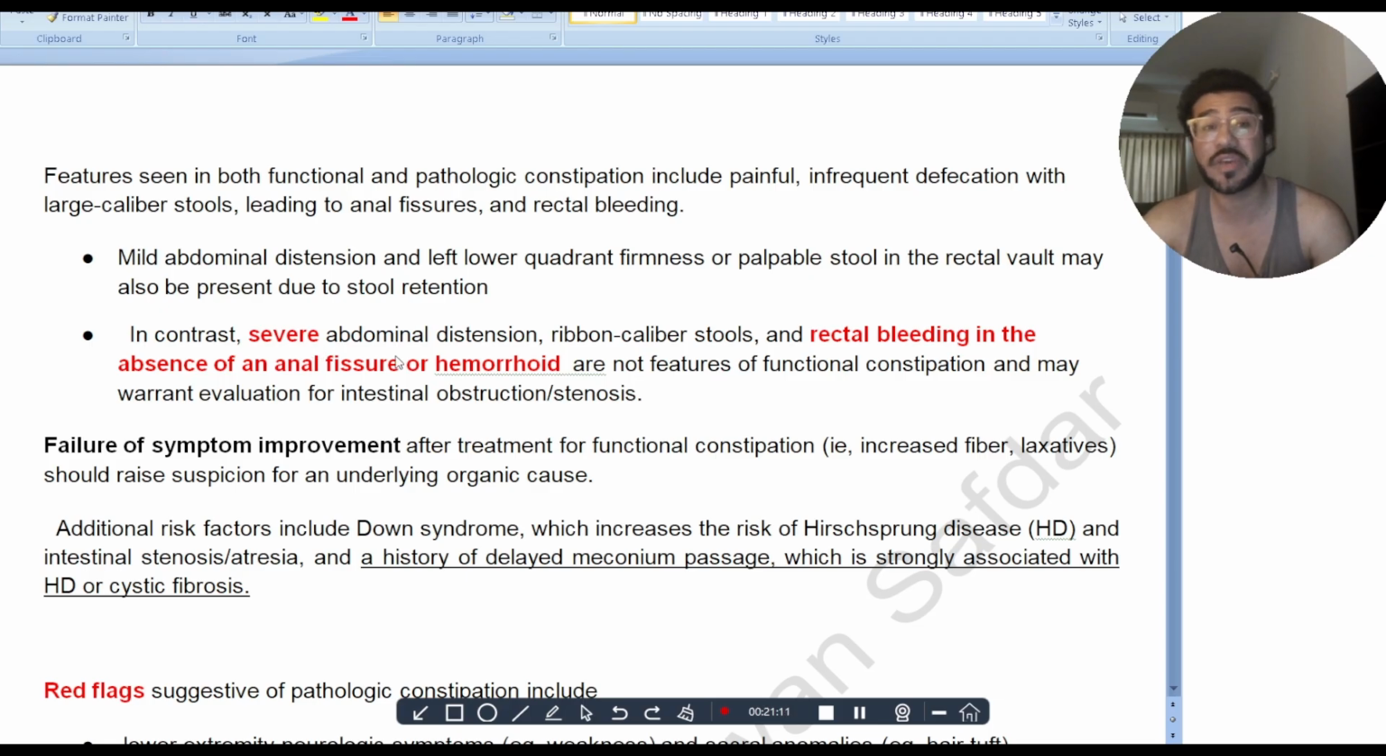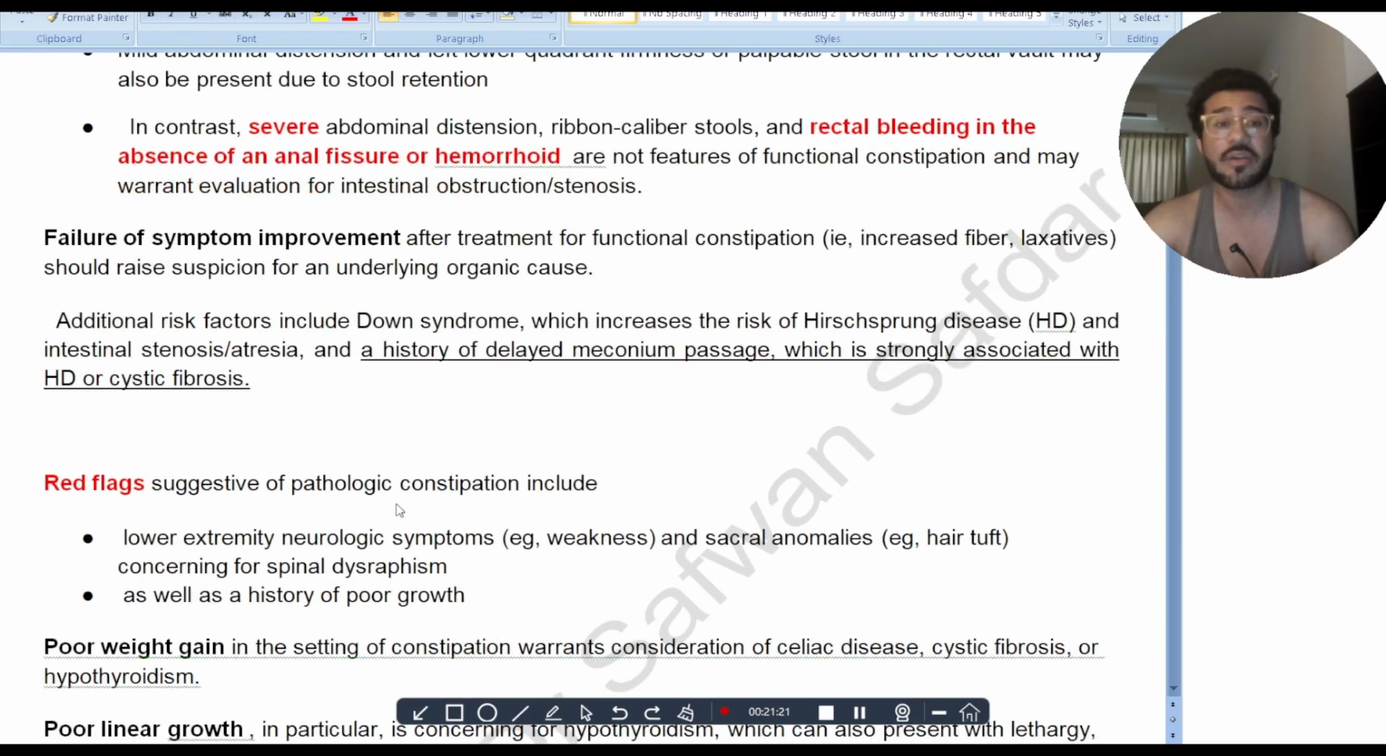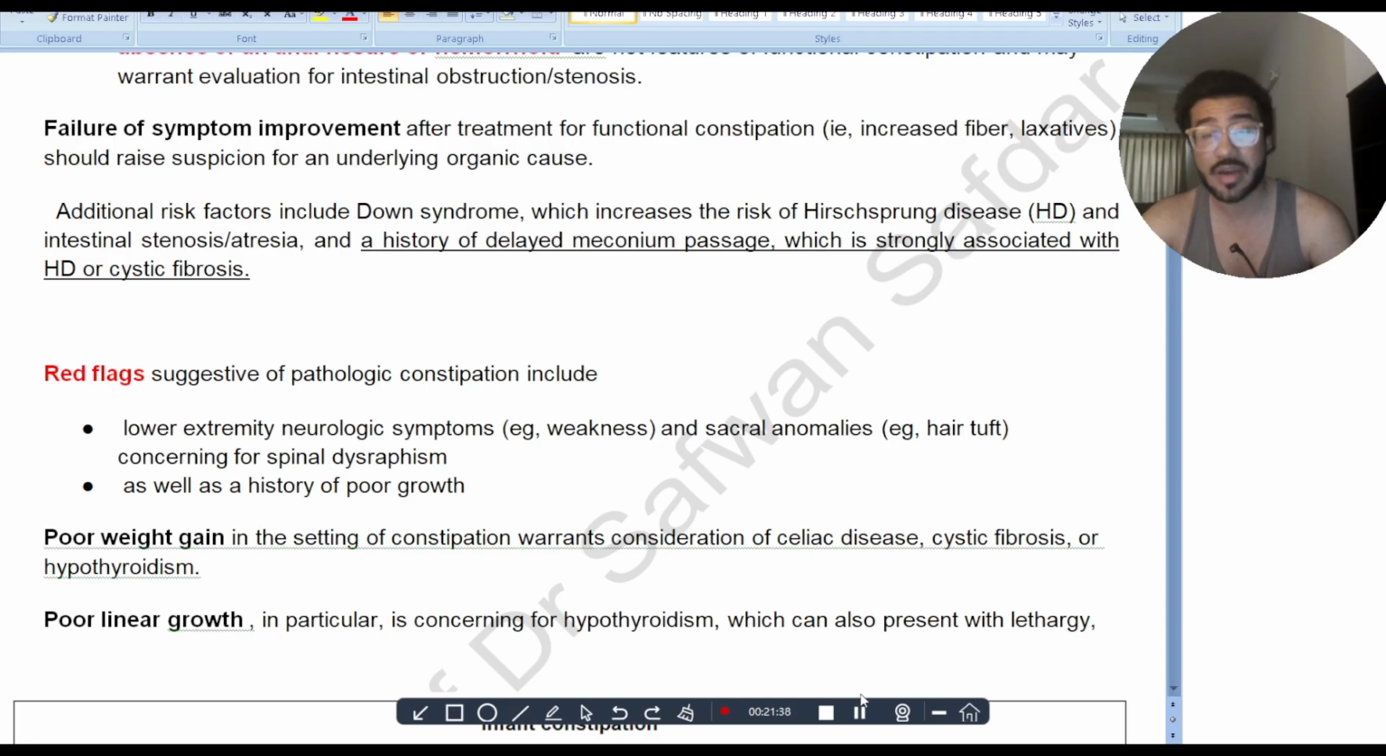In contrast, severe abdominal distension, ribbon caliber stools, rectal bleeding in absence of anal fissure or hemorrhoid. These are the alarm symptoms. So you need to be aware of these. Red flags suggestive of pathological constipation include lower extremity weakness, so we suspect neurological dysfunction, sacral anomalies, we suspect spina bifida and spinal dysraphism, and history of poor growth. All these are in fact signs and symptoms of red alarm features.